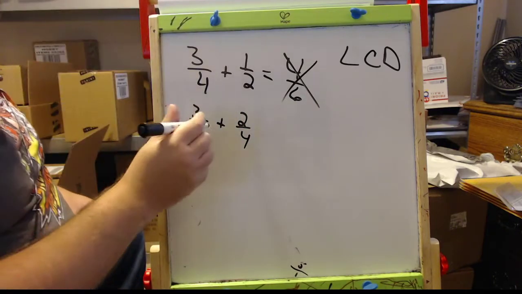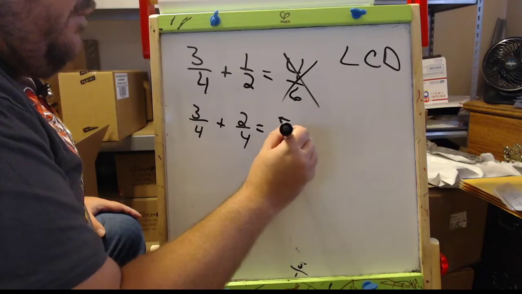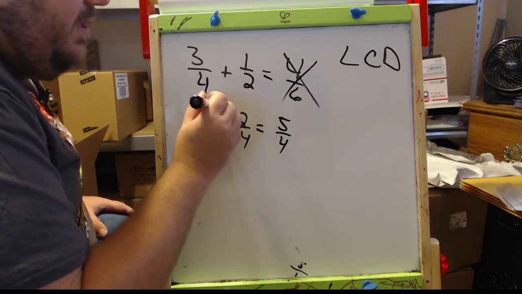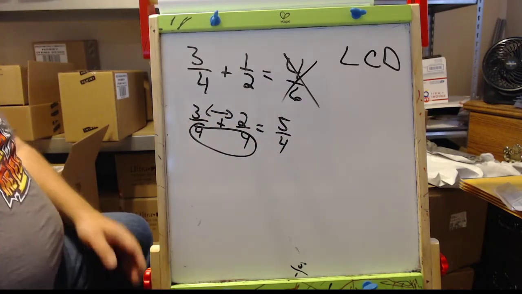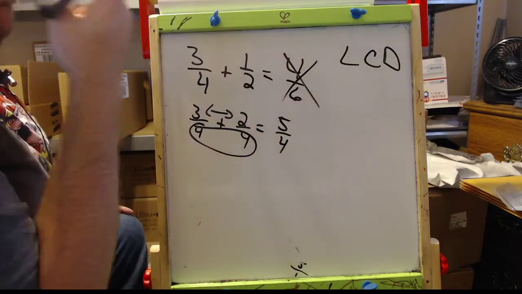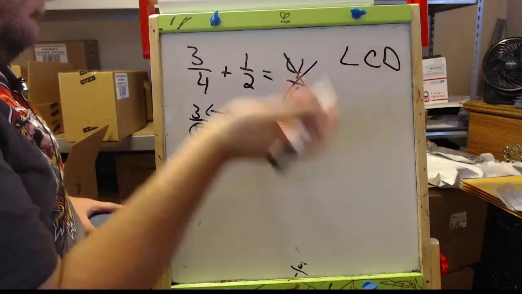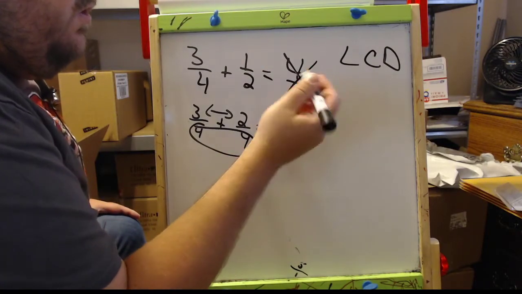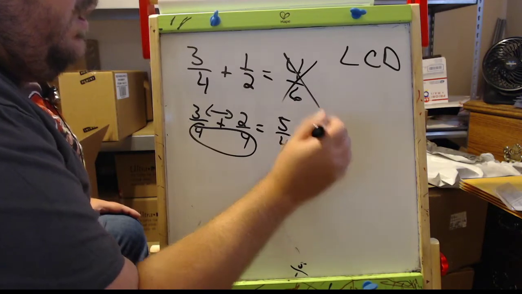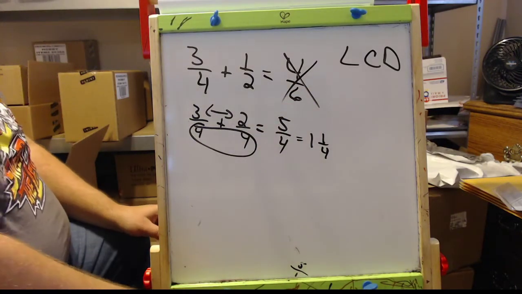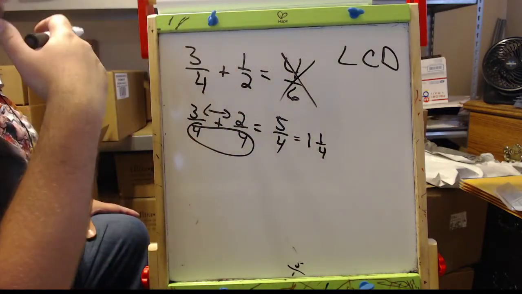Now, when you go to add them up, I get 5/4. You add across, and you keep the LCD. Now, this is an improper fraction, and we don't like to keep them as improper fractions. So what do we do? Turn it into a mixed number. 4 goes into 5 once, 1 left over, so 1 and 1/4. You could write that as a decimal if you want, changing this fraction to a decimal like we looked at in the last one.